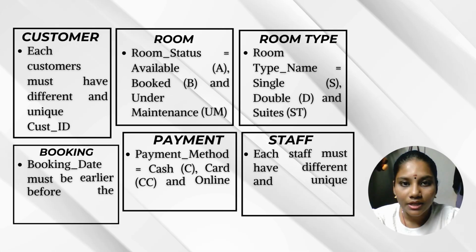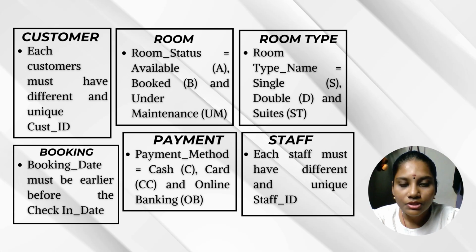These are the constraints for every entity. A constraint means something unique that is in that entity. So for customer, each customer must have a different and unique customer ID. For room, the room status will be available, which is stated with the first capital letter, A, and second is booked, B, and the last is under maintenance, which is UM.